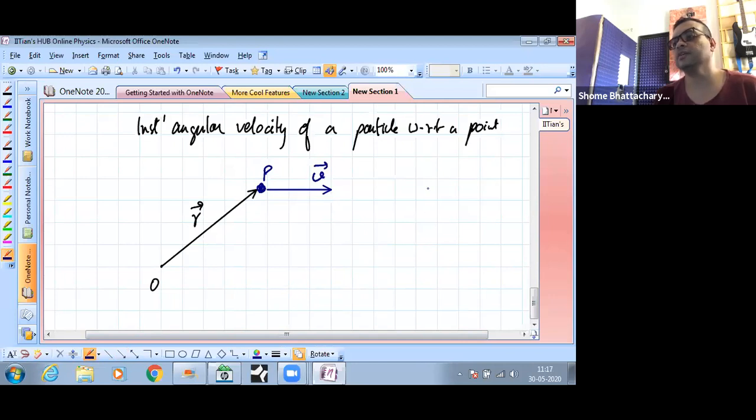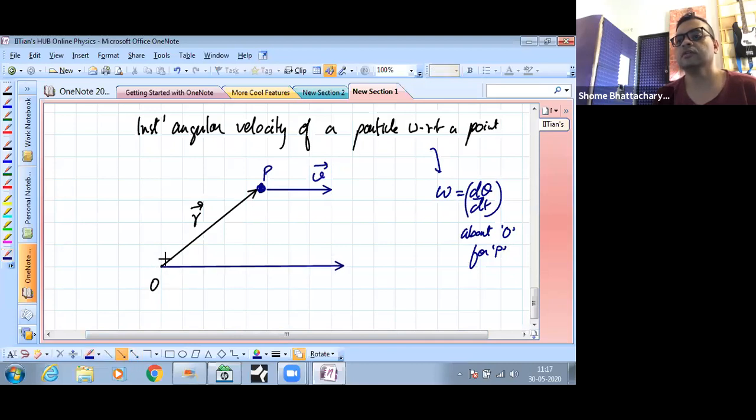So what do we mean by this? The instantaneous angular velocity about the fixed position O for the particle P. So basically what we mean is that if we have drawn some standard coordinate frame like this over here, which is fixed to the point O, then we would have seen that this theta is changing. That is what we mean by this quantity. So this quantity is the rate of change of theta.